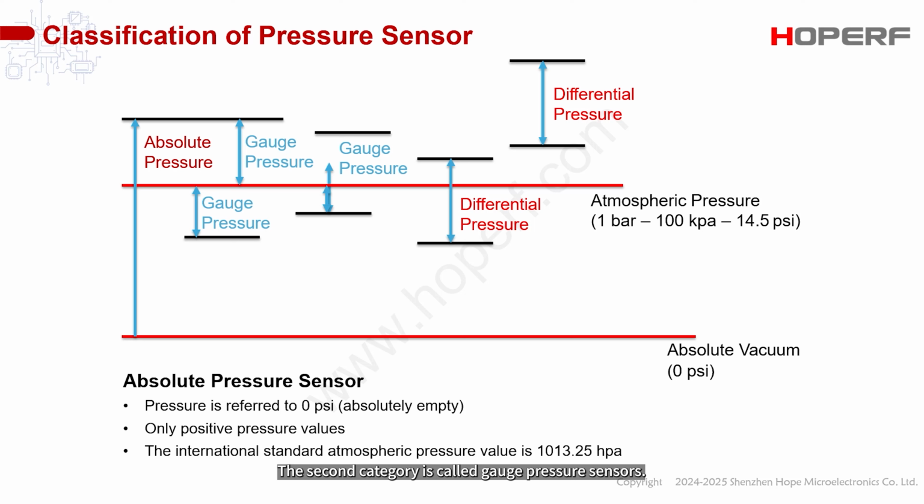The second category is called gauge pressure sensors. Gauge pressure sensors primarily measure the changes in pressure relative to atmospheric pressure. The third category is called differential pressure sensors. Differential pressure refers to the change in the pressure difference between two pressure sources. Different types of pressure sensors have different application scenarios. These we will further describe and explain in the following sections.